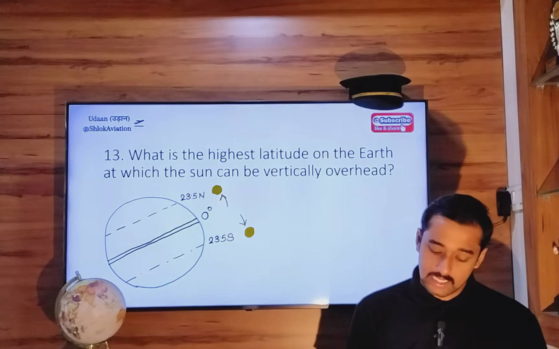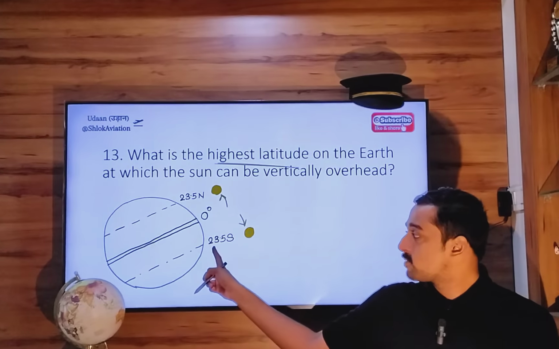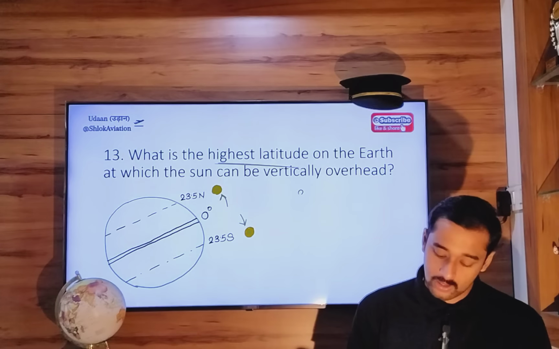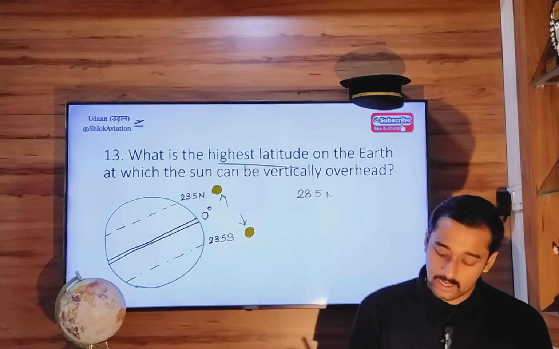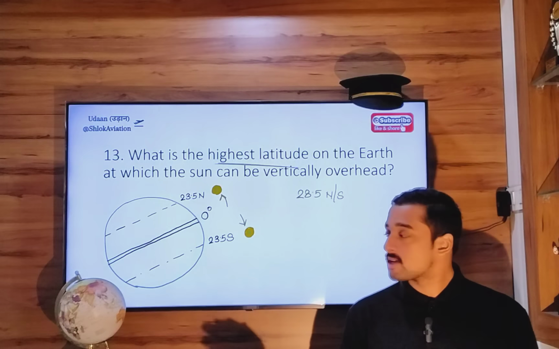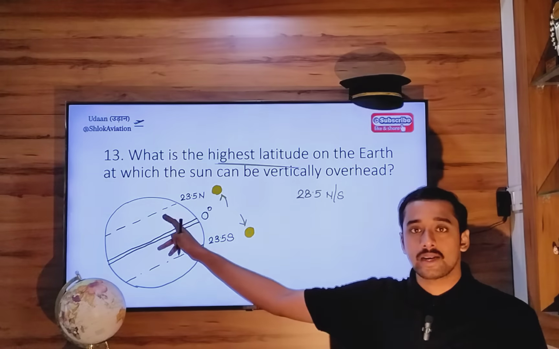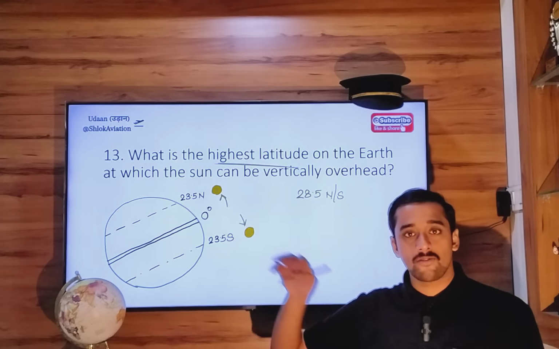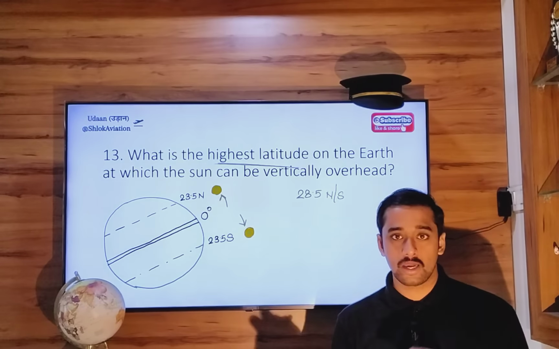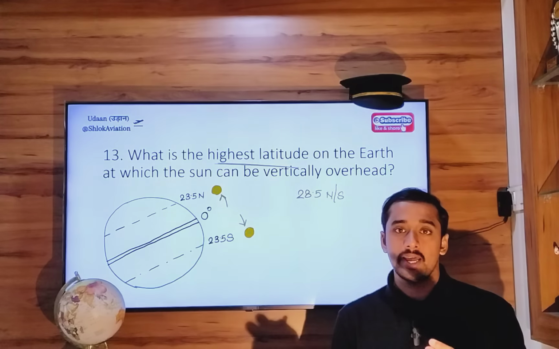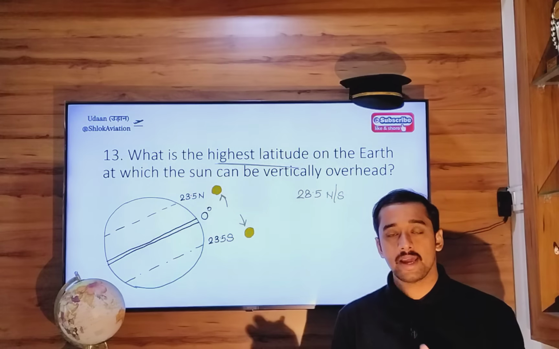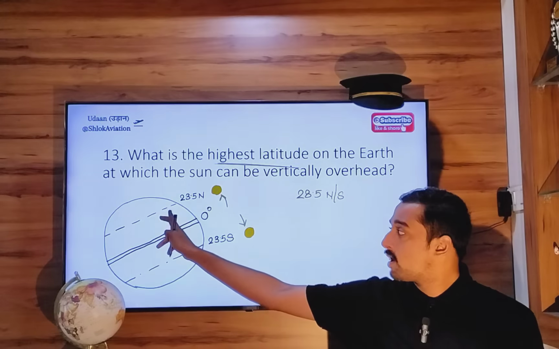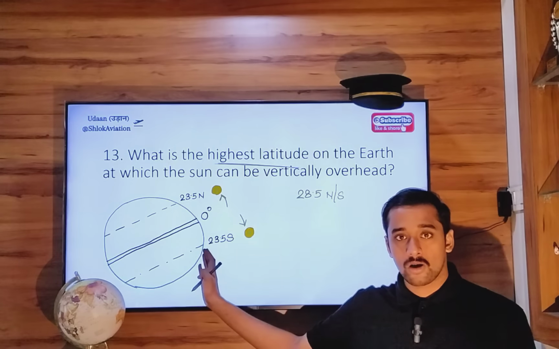Okay, so the highest latitude will be either 23.5 south or 23.5 north. So all the places between these two latitudes will have the sun directly overhead. Beyond these two latitudes, the sun will not be directly overhead at a 90-degree angle. It will be any angle less than 90 degree, depending on how far away you are from the Tropic of Cancer or Tropic of Capricorn.